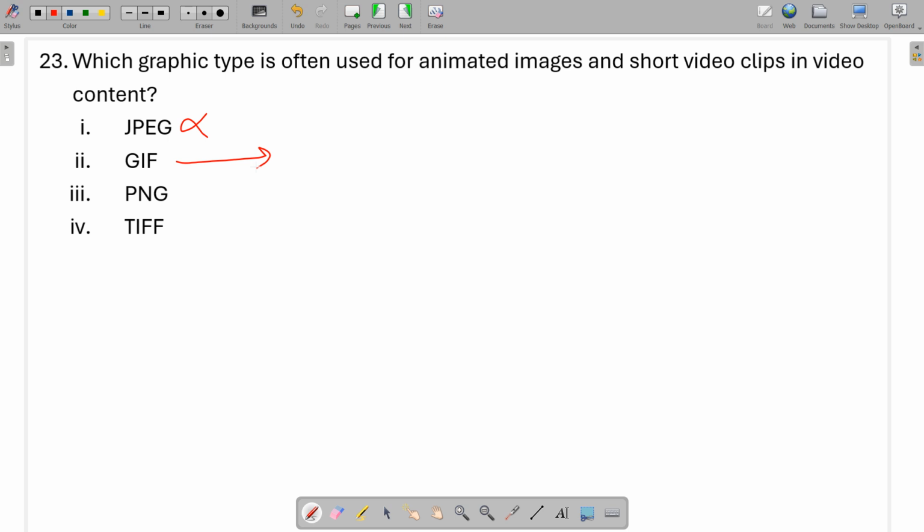PNG, again, is an image extension. TIFF also goes with the images. So neither the PNG nor the TIFF, the correct answer is going to be the GIF. So the second one is going to be the correct answer.